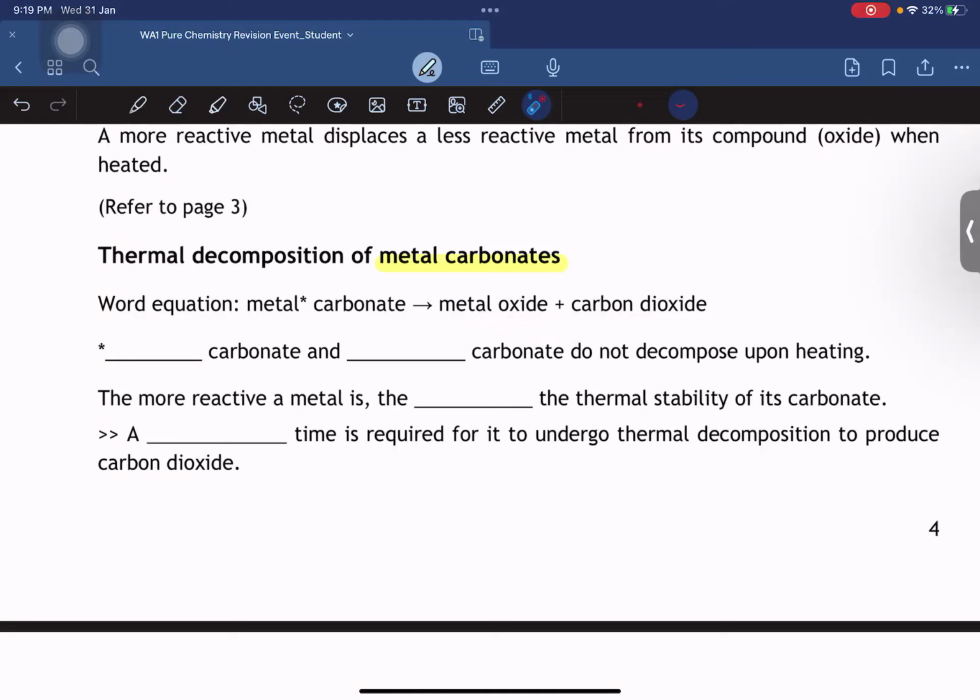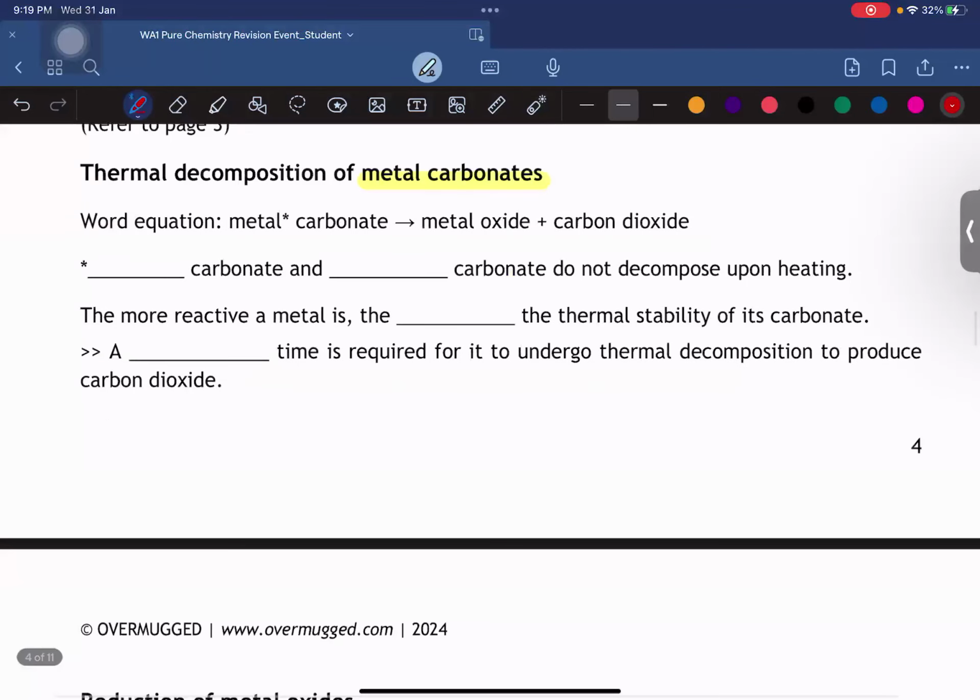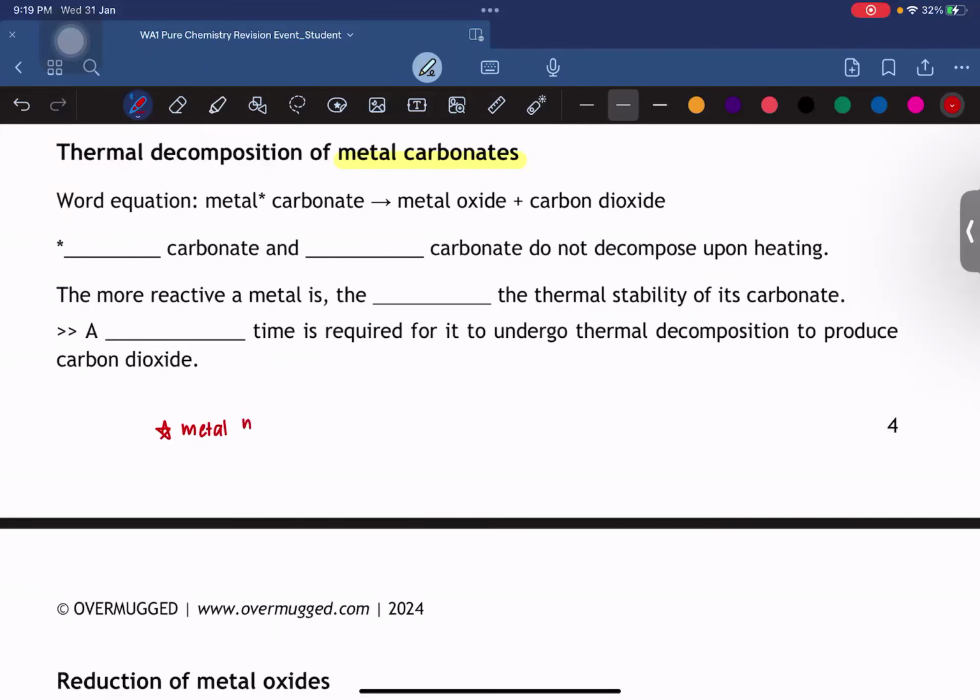But one question, what happens if it's a metal nitrate? Decomposition of metal nitrate. Just to bring it slightly further. By the way, decomposition is not the same as combustion. Combustion adds oxygen. Decomposition and combustion are two different things. Combustion reacts with oxygen. Decomposition is purely just breakdown. So what happens when I decompose metal nitrates? If you look at the relationship above, you form metal oxide and carbon dioxide. So for this one, what do you guys form?